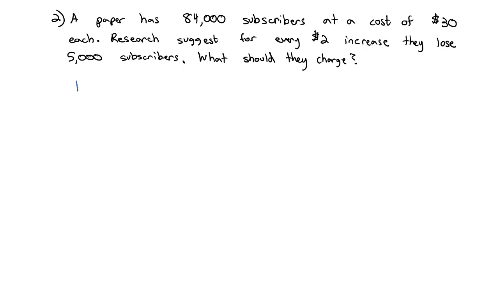Well, one important thing to know is the way we calculate revenue, or the amount of money that comes in, is we take the number of things that are sold and we multiply by the price. If you sell 5 things for $2, 5 times 2 is $10 in revenue. In this case, right now they've got 84,000 subscribers times the $30 that every person is paying. Right now their revenue is $2,520,000.